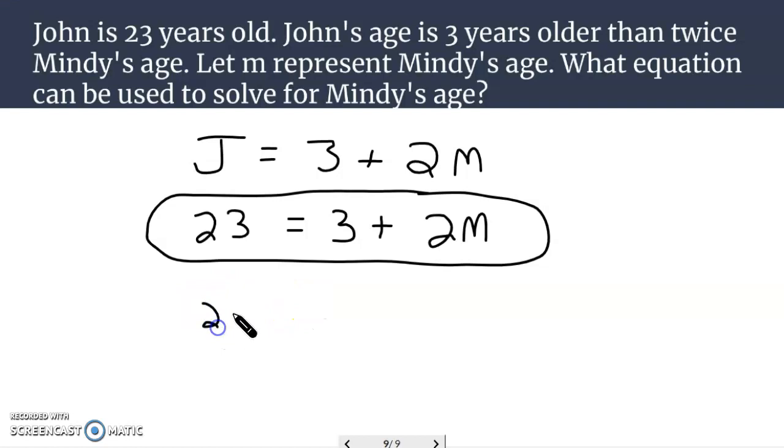Do that real quick here. Take away 3, and then divide by 2. Yeah, Mindy's would be 10, but they just wanted the equation. So notice how I set up the equation. J equals 3 plus 2M, and then we just went back and substituted in the 23 for J.